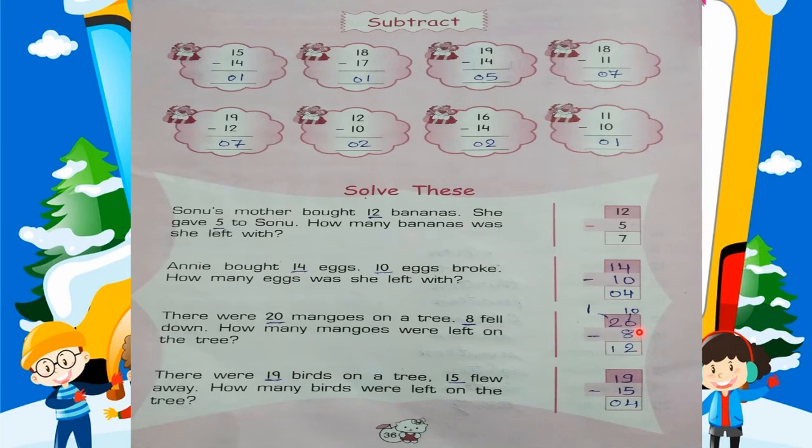And the second way is, firstly, you have to subtract the ones position number. The ones position numbers are 0 and 8, but it is not possible to subtract 8 from 0. So you have to borrow one from this 2. Then 0 will become 10. So 10 minus 8 is equal to 2. And then this 2 will become 1. Okay, so 1 minus nothing, there is no number below, so 1 will stay 1. So 20 minus 8 is equal to 12.